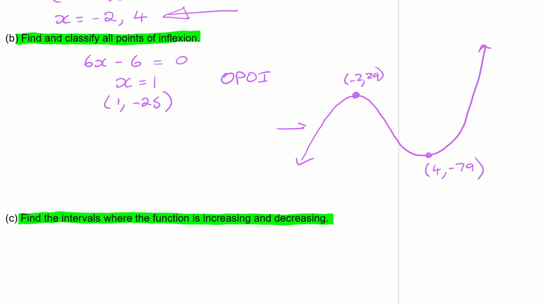And so we can see it's increasing here and decreasing in between. So we think about increasing, that is when x is less than negative 2. So we're looking for where the gradient's positive, and where x is greater than 4. And to be a decreasing function, that is going to be in between those. So greater than negative 2, and less than 4.